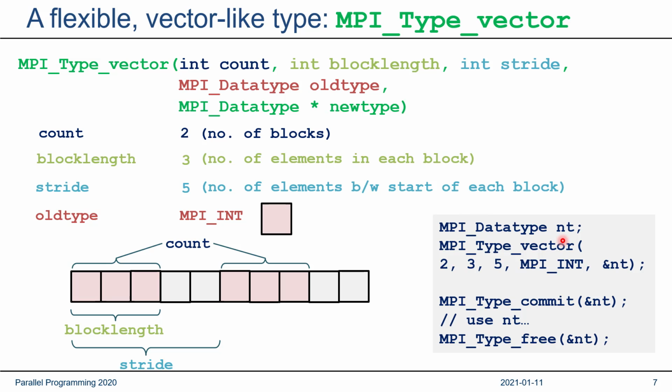Now here's what we would do in practice. We define the data type object, MPI_Datatype newtype. We call MPI_Type_vector with these arguments, 2, 3, 5, MPI_INT, and the address of the data type object, and then we commit the type. From this point on, the type is usable in our programs. We can use it in send and receive operations, and we'll come to an example later. At the end, we may or may not free the type with MPI_Type_free.